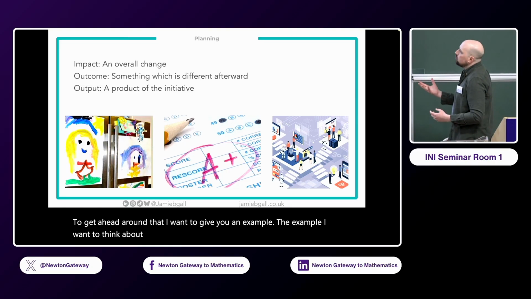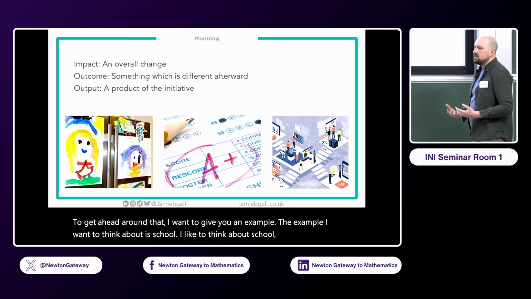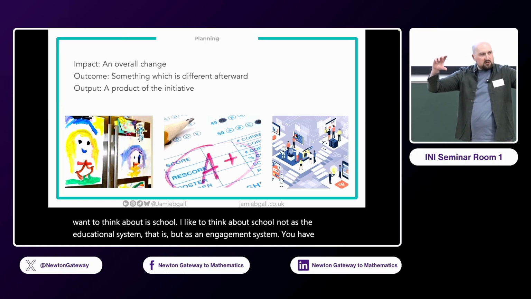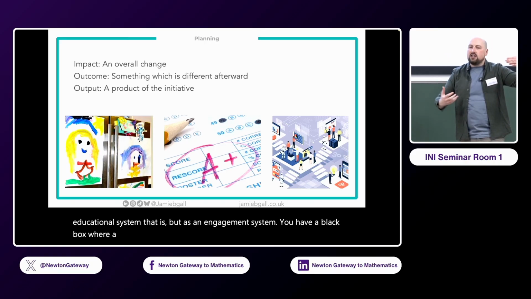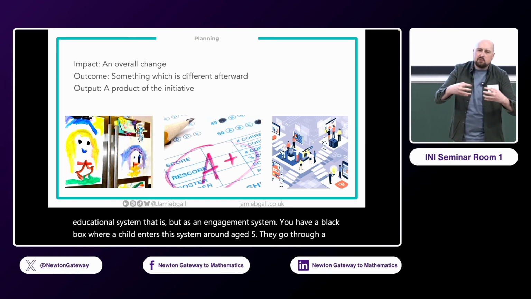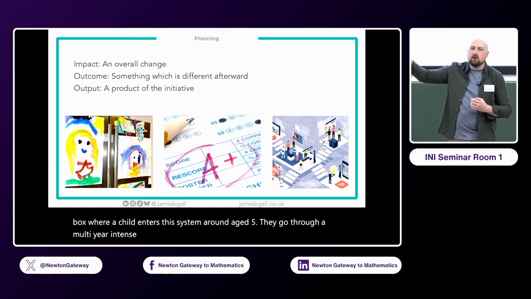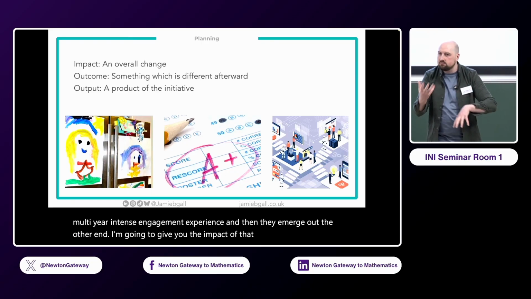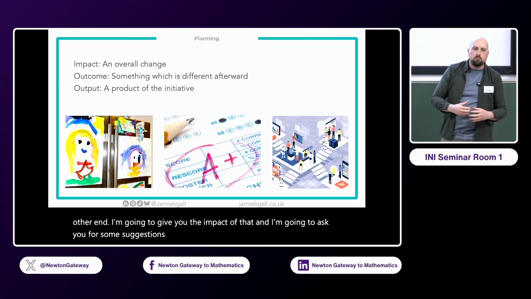I like to think about school not as the educational system that it is, but as an engagement system. You have a black box where a child enters this system around aged 5. They go through a multi-year intense engagement experience, and then they emerge out the other end. I'm going to give you the impact of that, and then I'm going to ask you for some suggestions on the outcomes and the outputs.